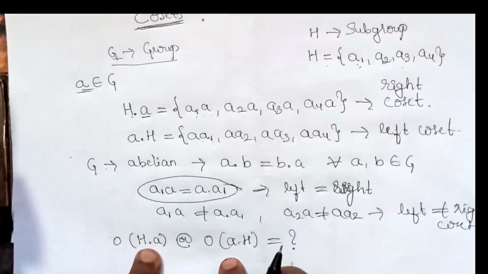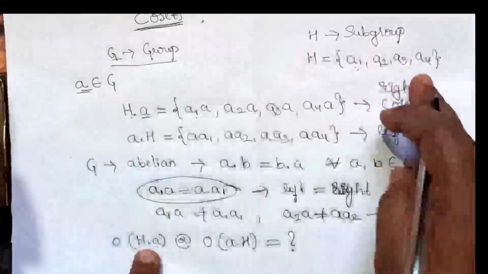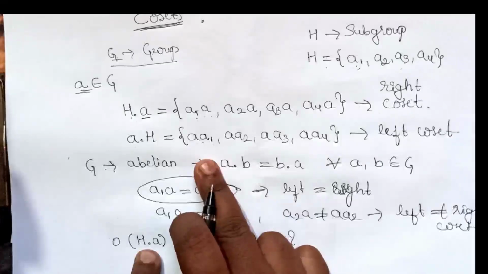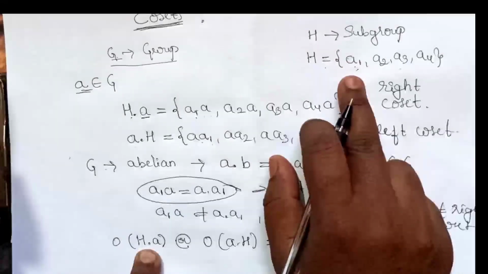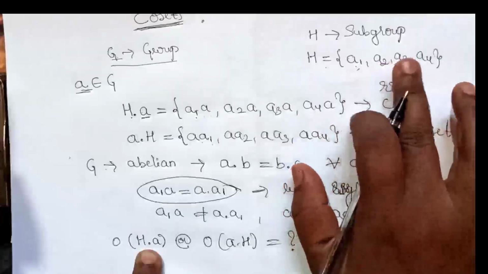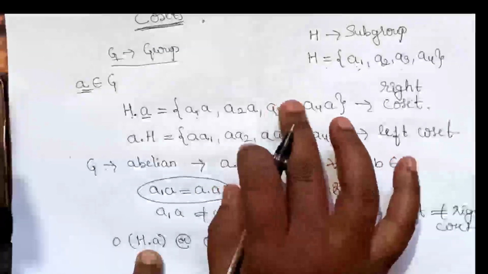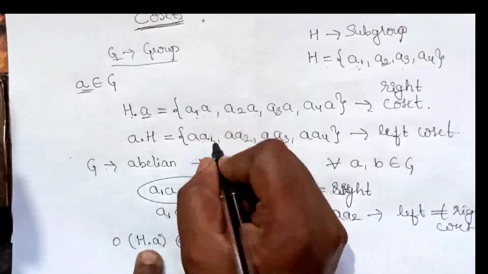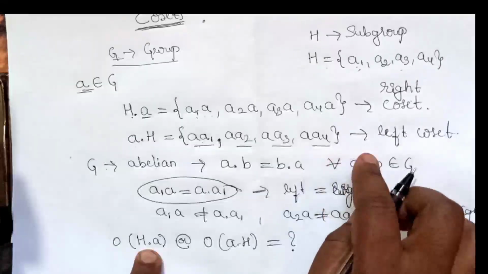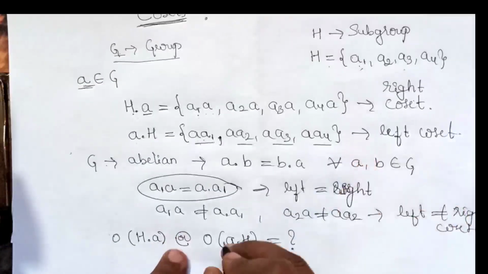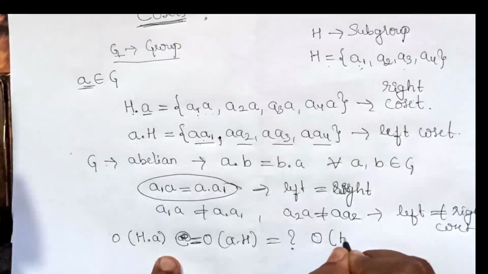So see here, because we are multiplying an element of A with all the elements of H, definitely the order of the right coset or left coset equals the order of H. See here, it has a total of 1, 2, 3, 4 elements. So here it also has 4 elements, 1, 2, 3, 4. Even this one also has 1, 2, 3 and 4 elements. Therefore, the order of HA or the order of AH, both are equal.